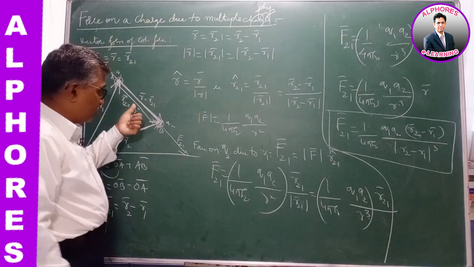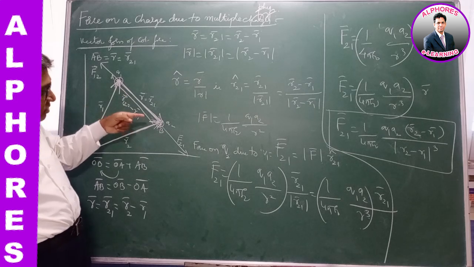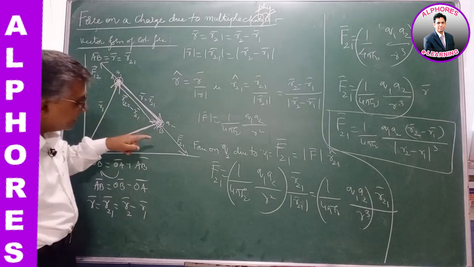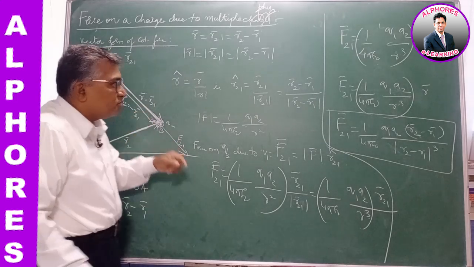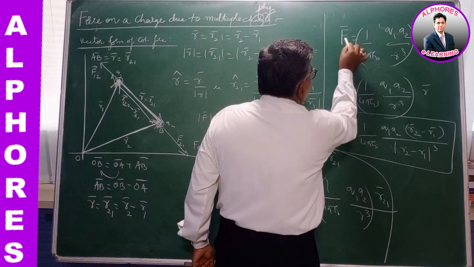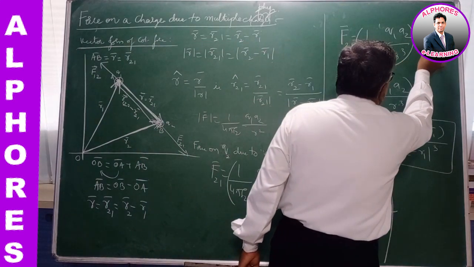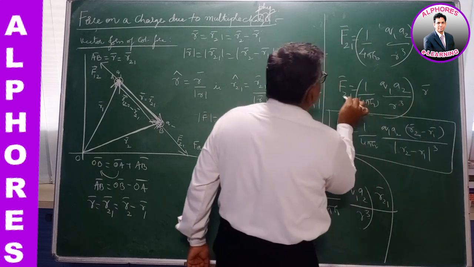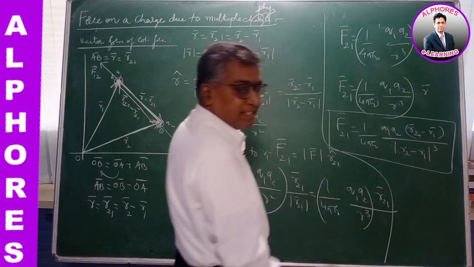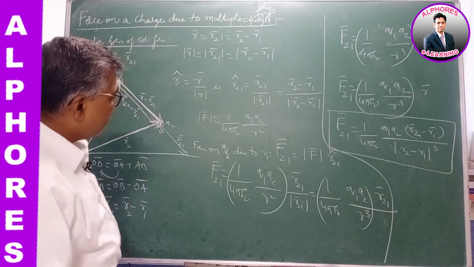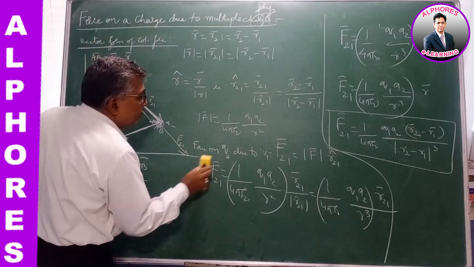The force on the second charge due to the first charge is in the direction of R21 bar. So the force on the second due to the first is along the direction of R21 bar, or it is along the R bar, represented like this. Similarly, force on charge Q1, right?